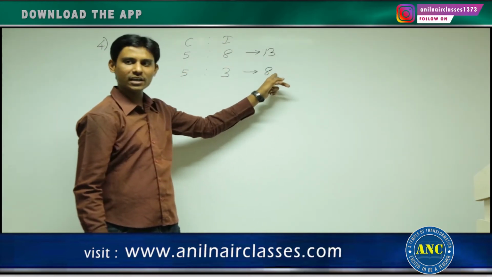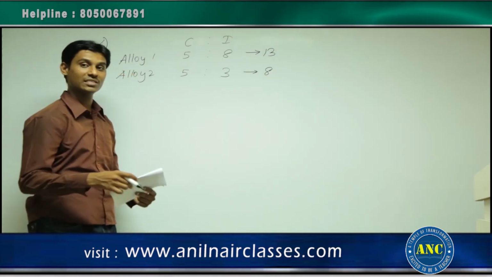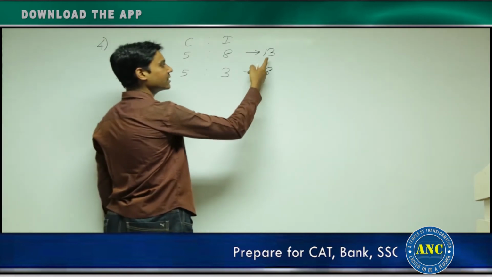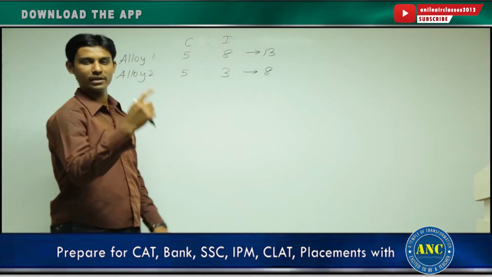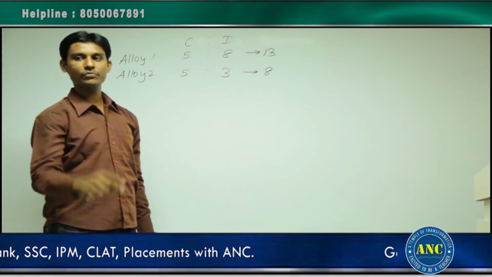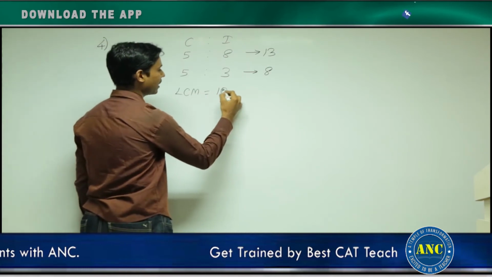Are they in equal quantities? Are 13 and 8 both same numbers? No. But the question says that they both should be equal quantities. That means you need to make this 13 and 8 as the same number. How will you make that as same number? Just now we discussed. 13 and 8 can be made as the same number by taking the LCM of 13 and 8. LCM of 13 and 8 is 104.